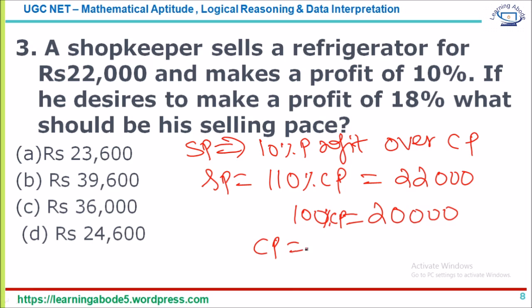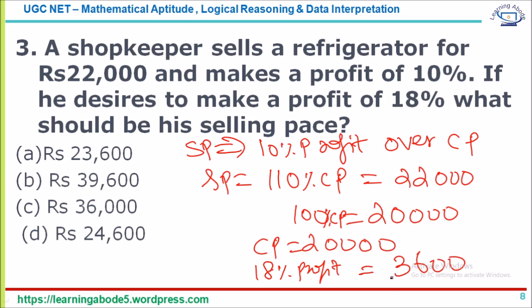So if cost price is 20,000, what is 18% profit on that? 18% profit on cost price. That's 18 into 20,000, that's 3,600, right? Now what will be the selling price? Selling price will be 118% of cost price. That is the new selling price. You just add 3,600 to 20,000. So that's answer option A.